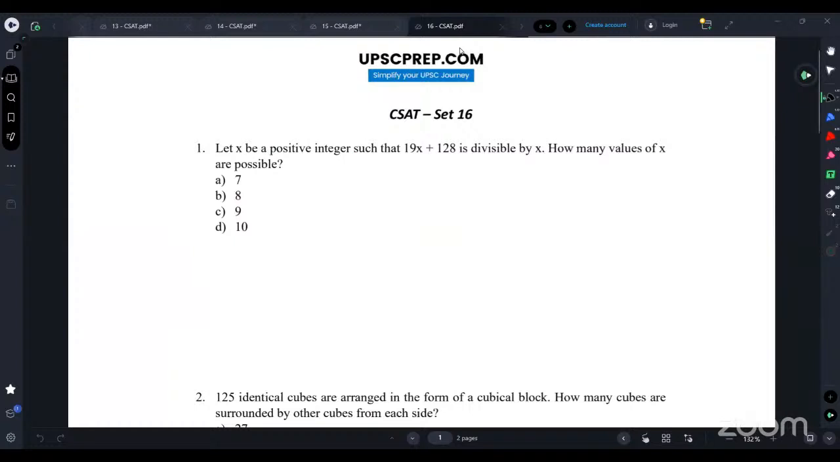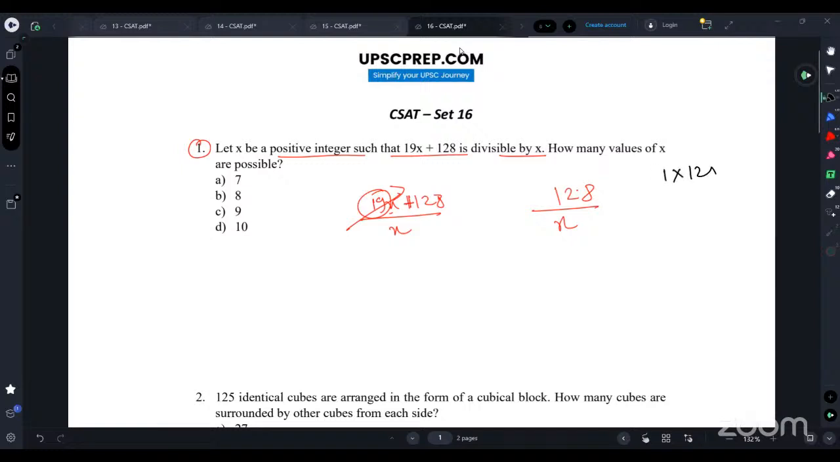I'm solving the first question. Let x be a positive integer such that 19x plus 128 is divisible by x. So 19x plus 128 should be divisible by x. See now, guys, 19x will definitely be divisible because it has a multiple of x in the numerator. So I have to just think about 128 by x. So what are the factors of 128? How do we calculate the factors of 128?